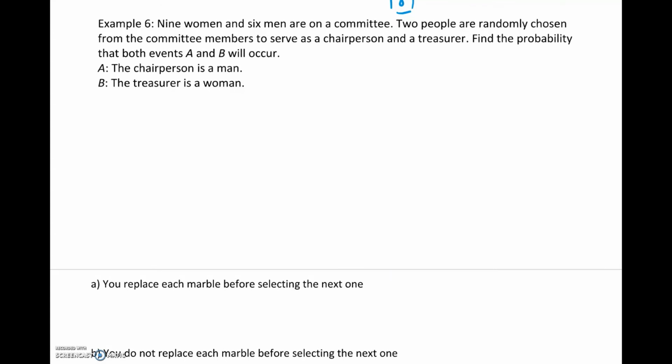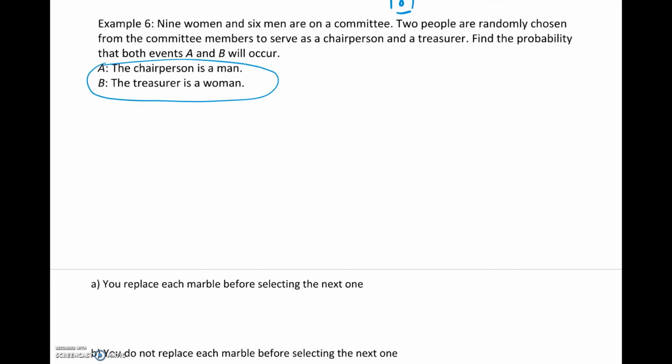Okay, so now 9 women and 6 men are on a committee. 2 people are randomly chosen from the committee members to serve as a chairperson and as a treasurer. Find the probability that both events A and B will occur. A, the chairperson is a man, and B, the treasurer is a woman. So again, start off with independent or dependent, right? So now we have to think, okay, A and B are defined for me right here.